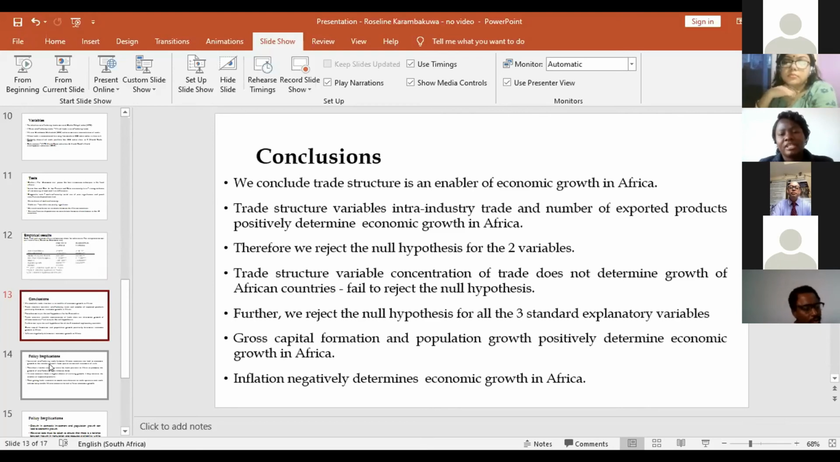Further, we reject the null for the three standard explanatory variables, that is gross capital formation, population growth, and inflation. So the first two variables, gross capital formation and population growth, they positively determine economic growth, but inflation negatively determines economic growth in Africa.